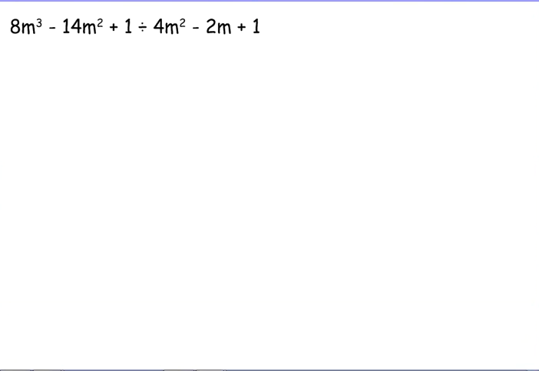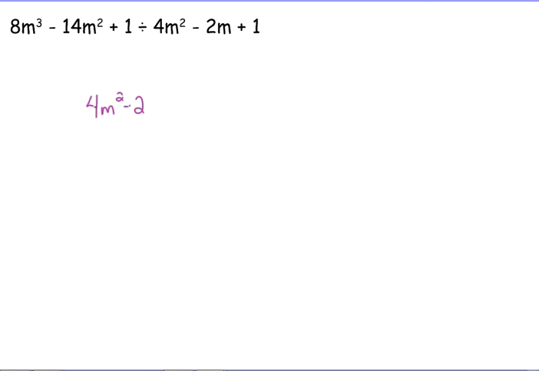All right, so if we are dividing 8m cubed minus 14m squared plus 1 by 4m squared minus 2m plus 1, we cannot use synthetic division for this, because if we set 4m squared minus 2m plus 1 equal to 0, I don't think that we're going to be able to solve for m there. It's not factorable. Yeah, that's not factorable. So we cannot solve for m. So we have to use long division to be able to divide these two polynomials.